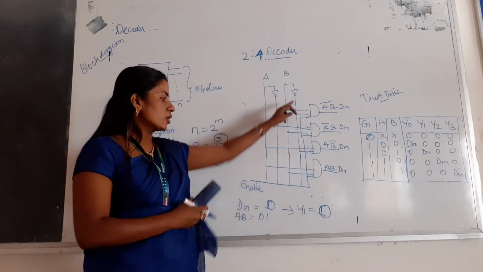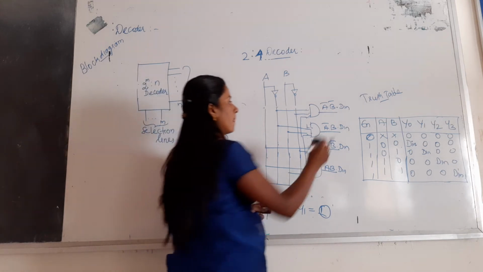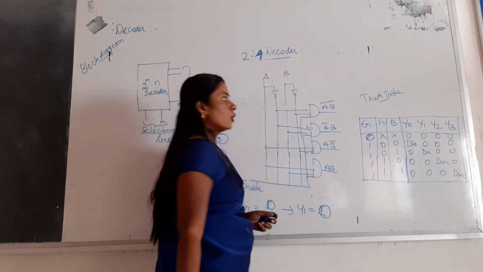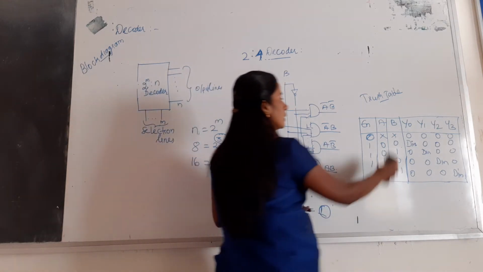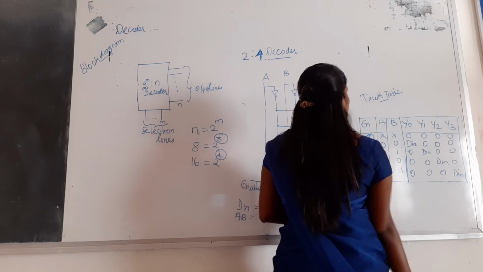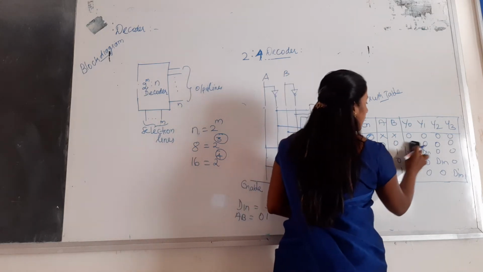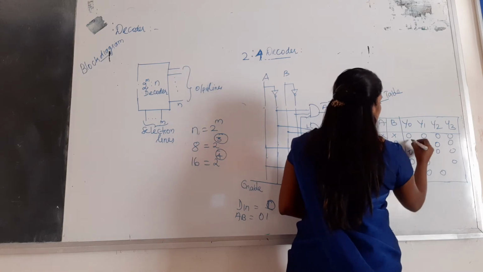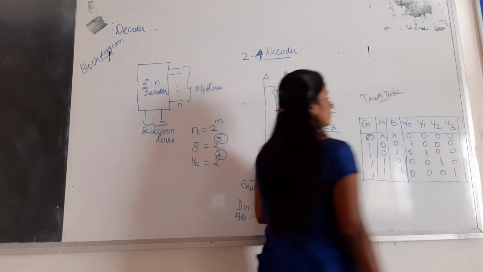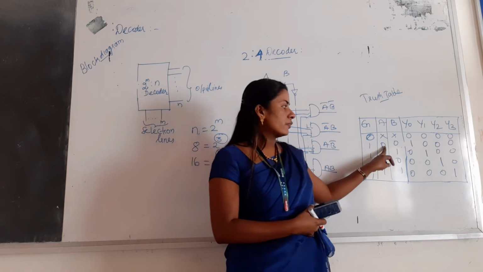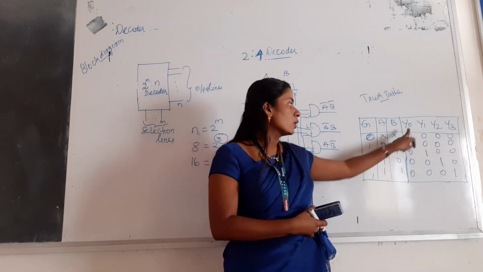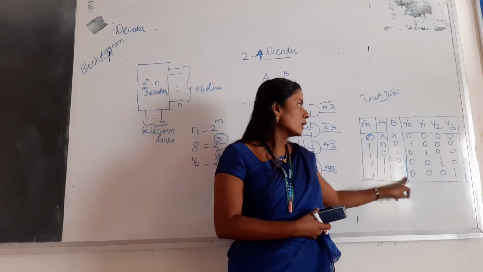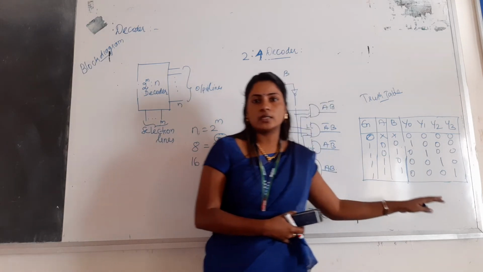So only 2 selection inputs and enable. And how to change the truth table? In the truth table, there is no data input. Instead you can write 1. Okay. So if selection lines are A and B, y0 line is activated. If this is 1 and 1, y3 line is activated. Okay.